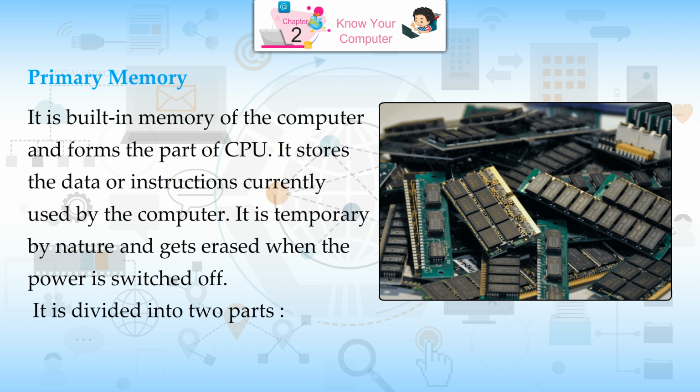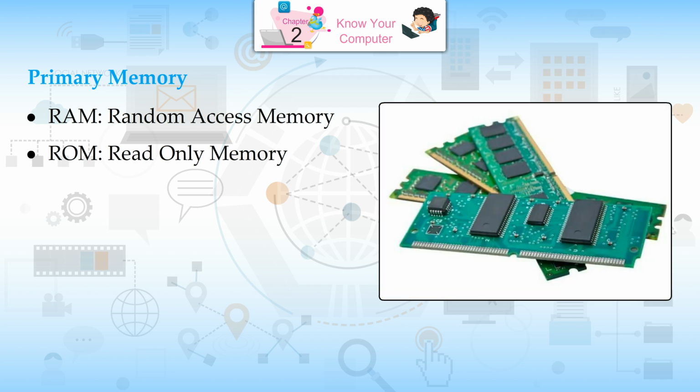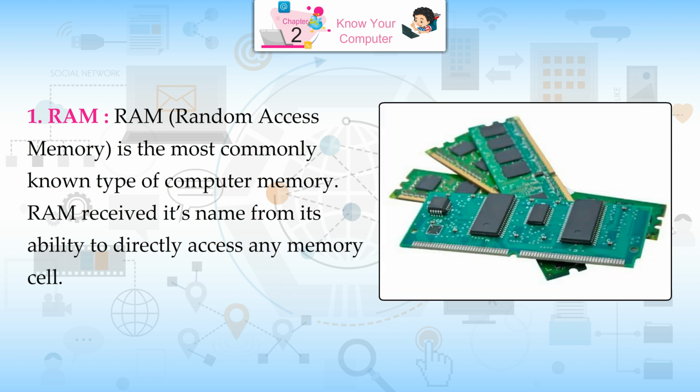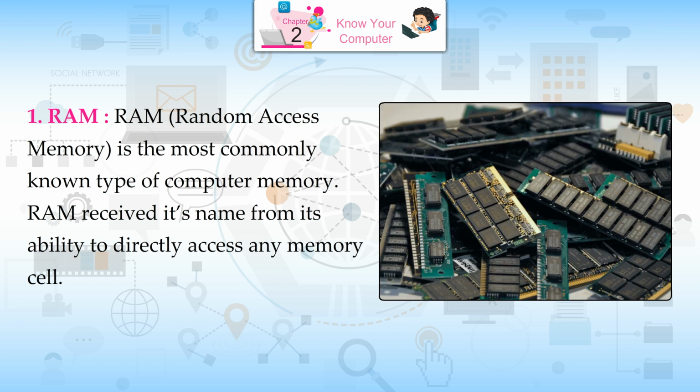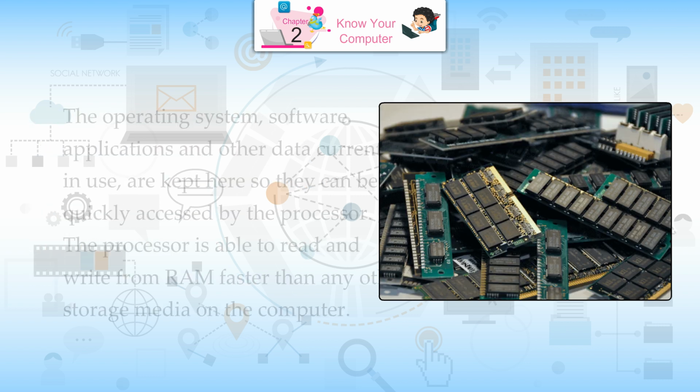It is divided into two parts: RAM, random access memory, and ROM, read-only memory. First, RAM, random access memory. It is the most commonly known type of computer memory. RAM received its name from its ability to directly access any memory cell.